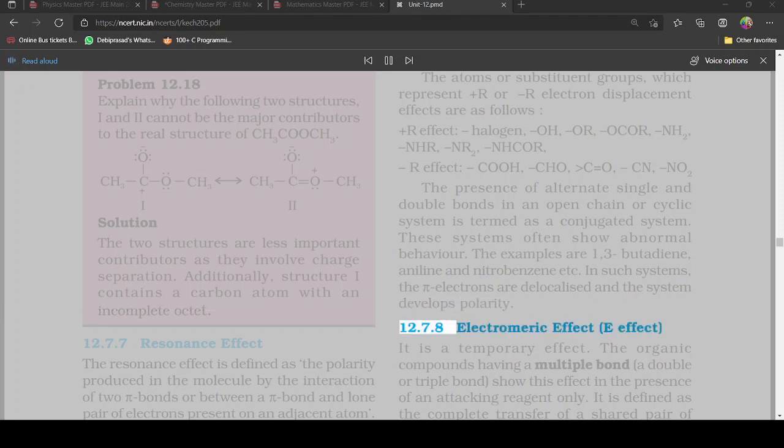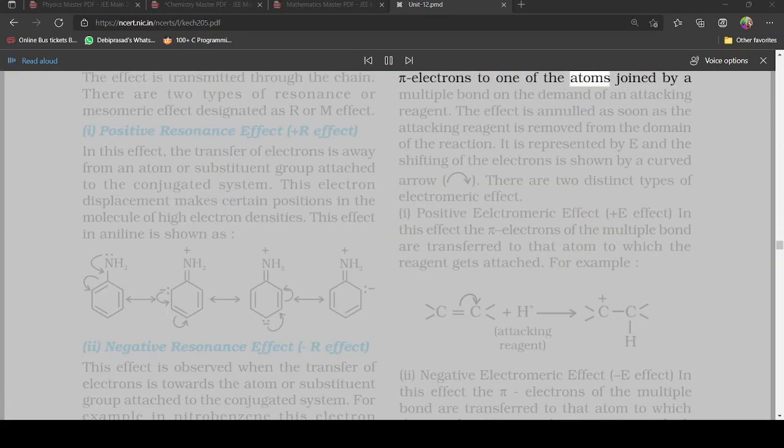12.7.3 Electromeric effect, E effect. It is a temporary effect. The organic compounds having a multiple bond, a double or triple bond, show this effect in the presence of an attacking reagent only. It is defined as the complete transfer of a shared pair of pi electrons to one of the atoms joined by a multiple bond on the demand of an attacking reagent. The effect is annulled as soon as the attacking reagent is removed from the domain of the reaction. It is represented by E, and the shifting of the electrons is shown by a curved arrow.